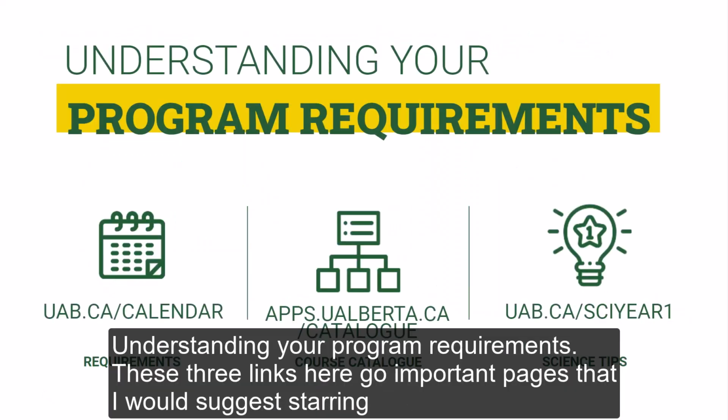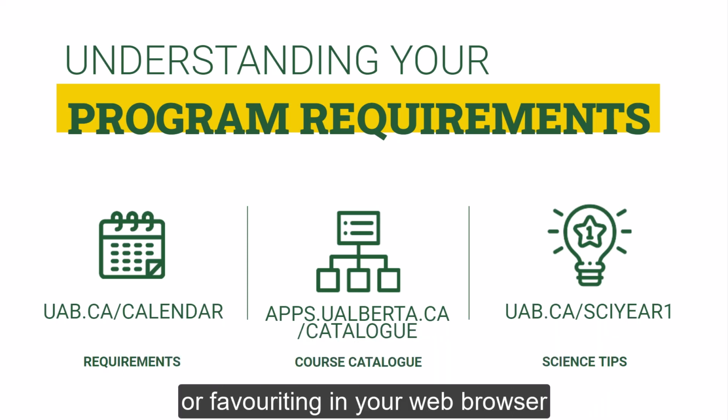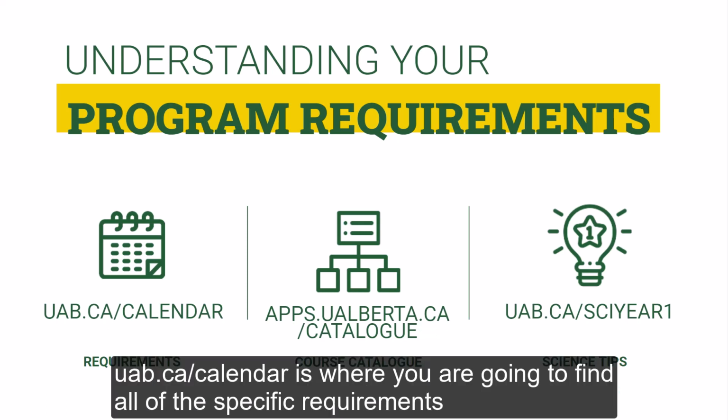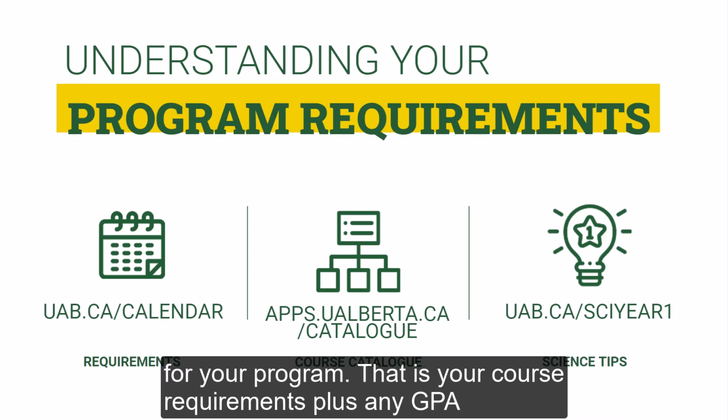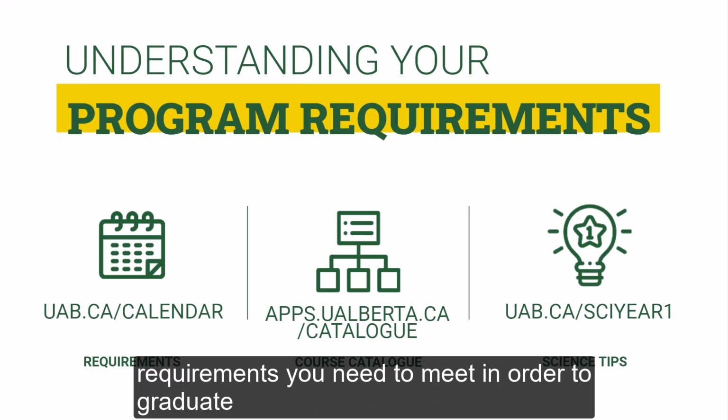Understanding your program requirements. These 3 links here go to important pages that I would suggest starring or favoriting in your web browser. uab.ca/calendar is where you are going to find all of the specific requirements for your program. That is your course requirements plus any GPA requirements you need to meet in order to graduate.